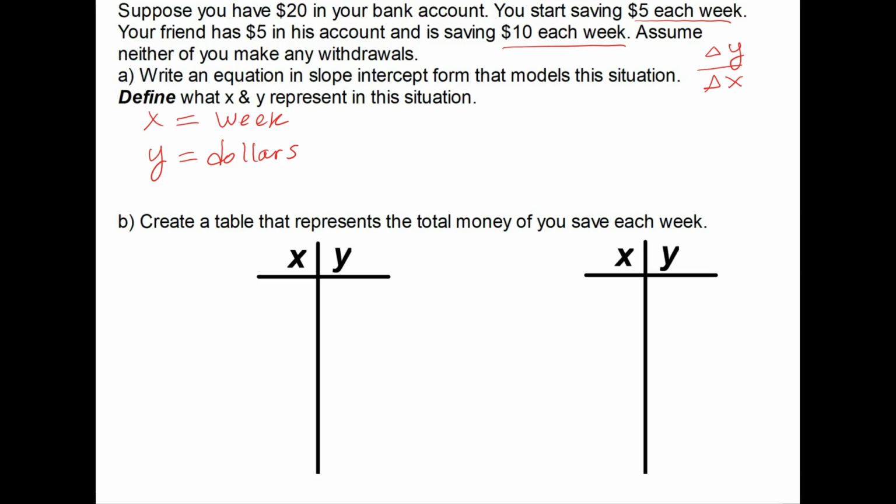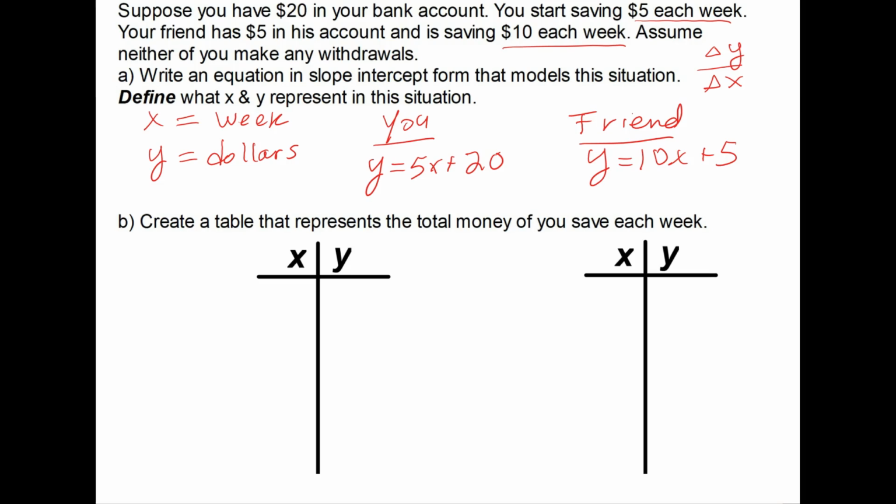All right, so now let's write an equation. It says, suppose you have $20 in your account and you start saving $5 each week. Okay, this is pretty simple. y is equal to 5x plus 20. Your friend has $5 in the account and is saving $10 each week. So they have $5 in the account, the initial value, the starting value, the y-intercept, and they save $10 each week. So y equals 10x plus 5. All right, those are our equations.